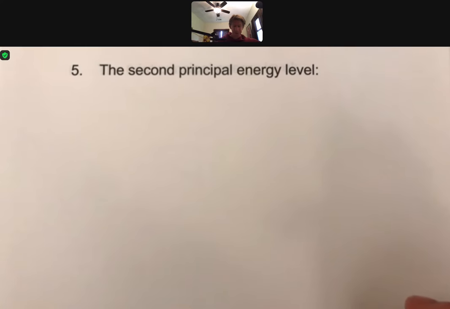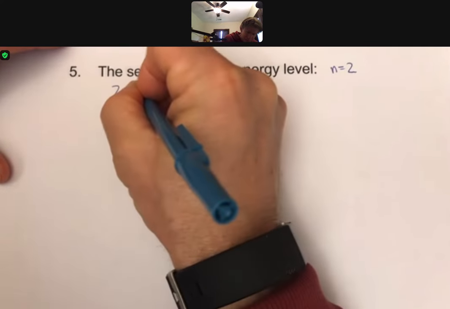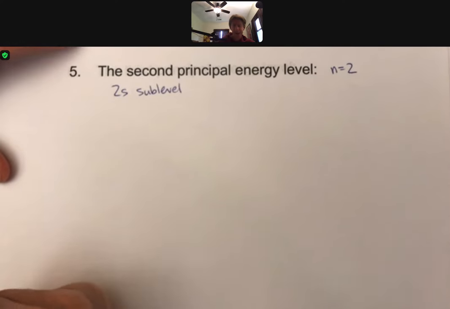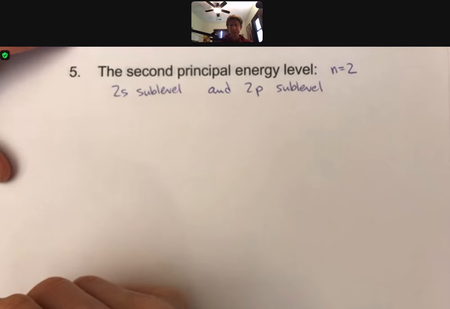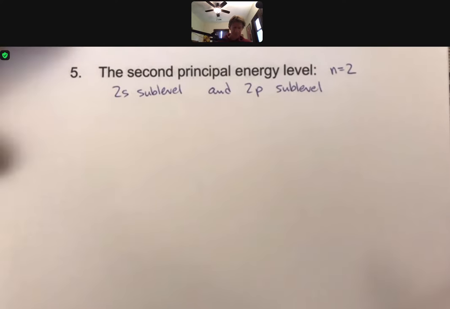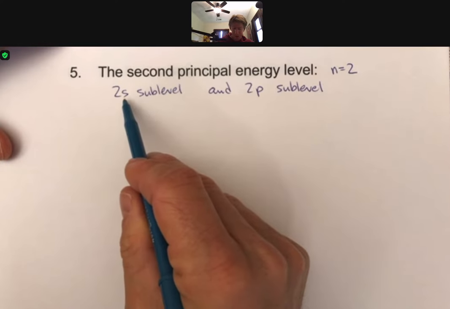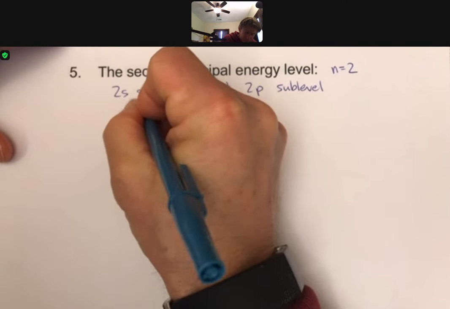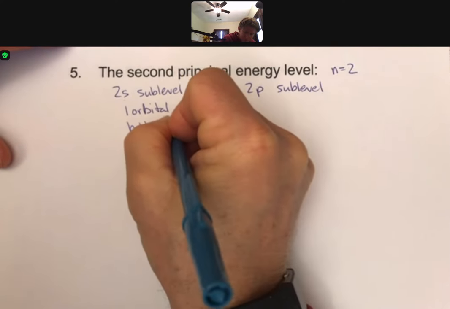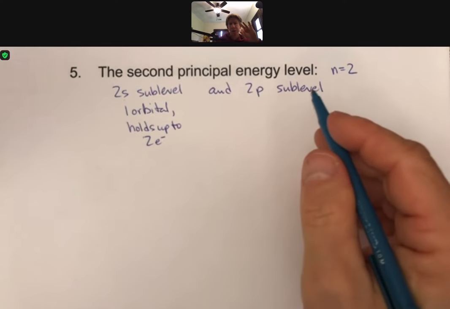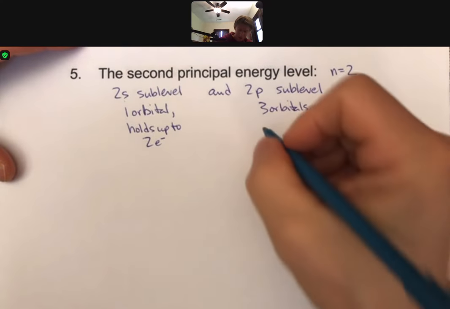Now let's talk about the second principal energy level. So that's going to be n equals 2. And n equals 2 will have a 2s sublevel and a 2p sublevel. And actually, what I'm going to try and do is draw both of them together. I've got an array of different colors here, but let me first remind you that the 2s sublevel has one orbital and holds up to 2 electrons. And the 2p sublevel has 3 orbitals and holds up to 6 electrons.